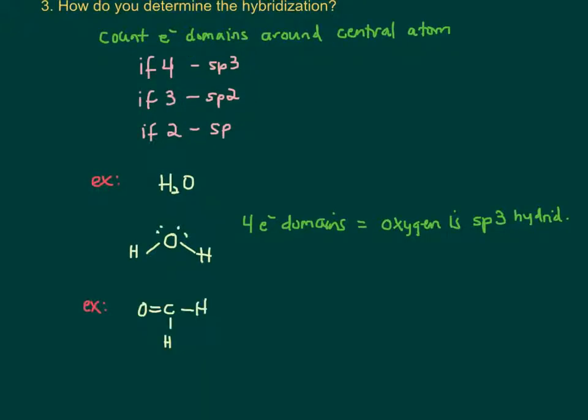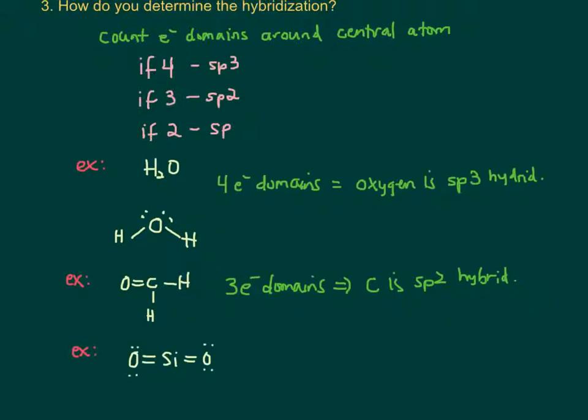Or how about this molecule? Let's look at the carbon in the center. It is surrounded by 1, 2, 3 electron domains, which means that if it's got 3 electron domains, then that carbon must be sp2 hybridized, or its orbitals are sp2 orbitals. Okay, let's look at one last one.